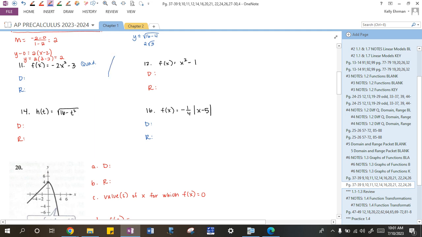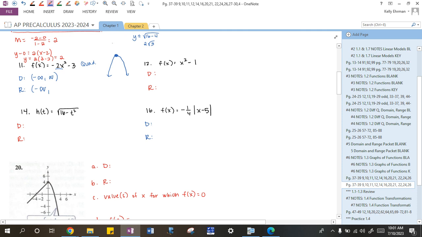Quadratic, I need to pay attention to which way the parabola is opening. It's opening down because it's negative 2x squared. So quadratic domains are all real numbers. A quadratic range is not all real numbers, depending on which way it opens. You've got like a ceiling in this case. I've got a high point at the vertex, and then it goes to negative infinity. So negative infinity up to, what is that high point?